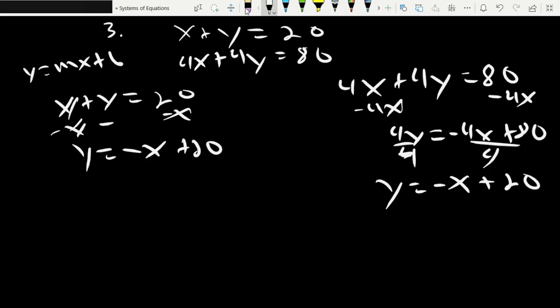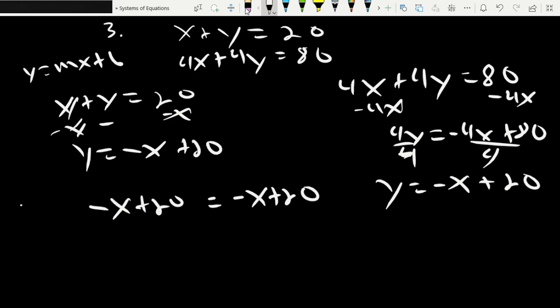You see how these two equations ended up being the same once you converted them to y equals mx plus b form? That's because they're the same equation. So on the graph, they're going to be overlapping with each other. Okay? So if you were to set these equations equal to each other, of course they are equal.